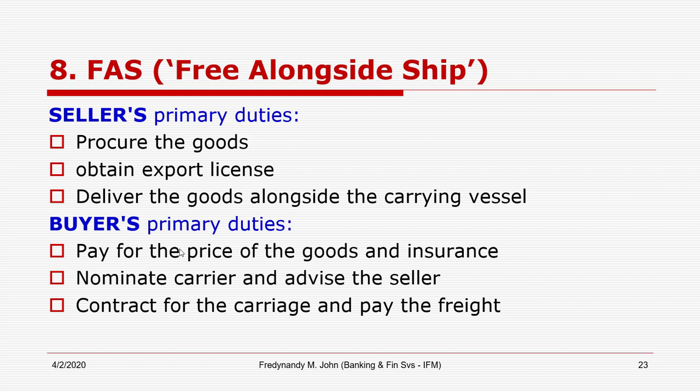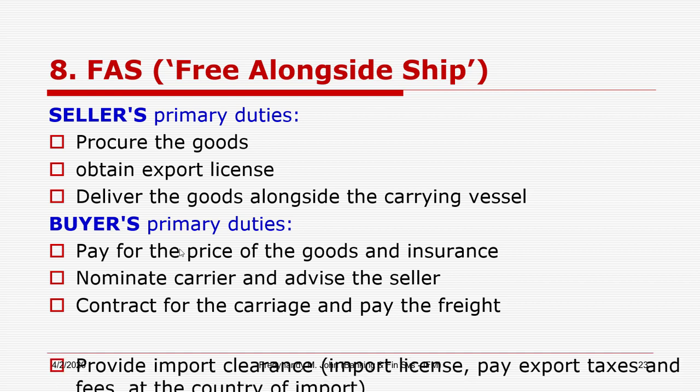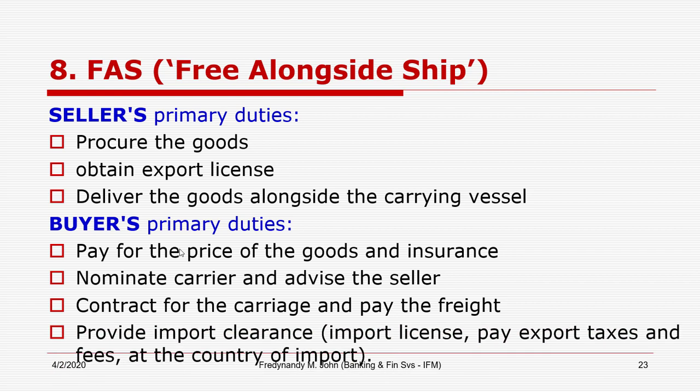Again, the buyer will have the responsibility to pay for freight. That is to say, he's going to have to enter into the contract of carriage, and once the goods have arrived in the country of import, the buyer will be responsible to meet custom formalities in the country of import. So custom formalities there means to pay for the import duties or any other duties as required by the law in that particular country.